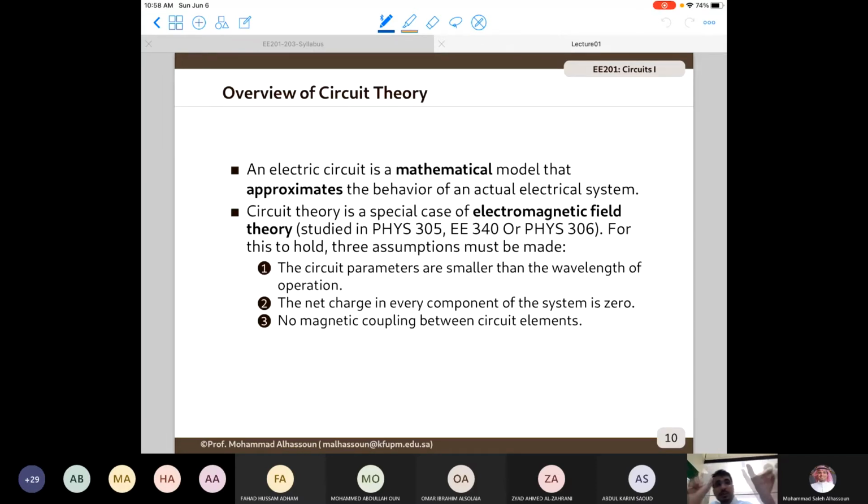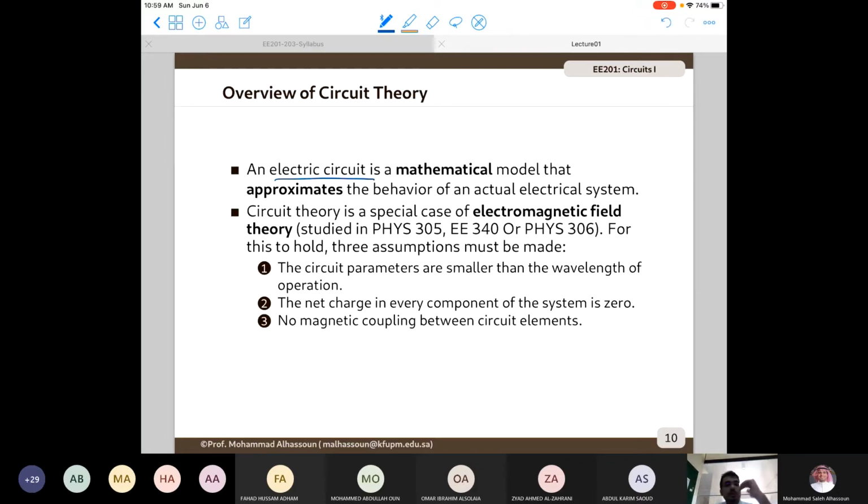You have a physical system, and then you model it mathematically. This model will help you to study, analyze, and design your system. And if your system is an electrical system, then the mathematical model is called an electric circuit.